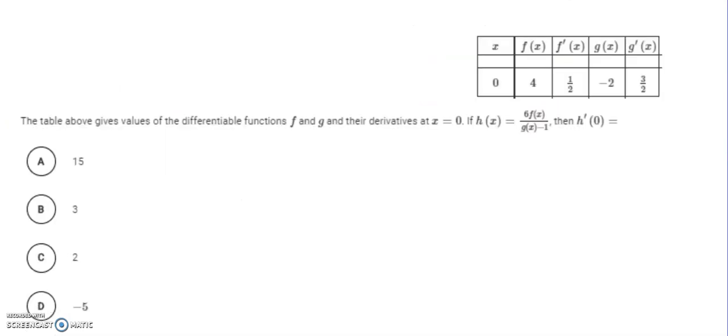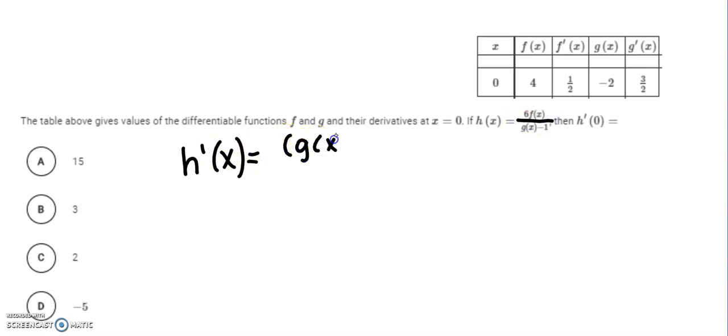All right, the table above gives values for the differentiable functions f and g and their derivatives at x equals 0. If h of x is equal to 6f of x divided by g of x minus 1, then h prime of 0 equals, well, just like the other ones, before I can find h prime of 0, I need to find h prime of x.